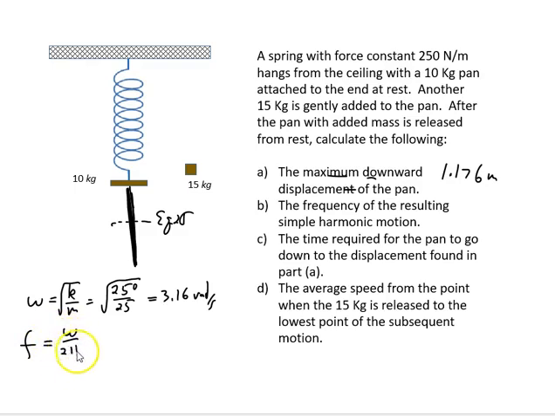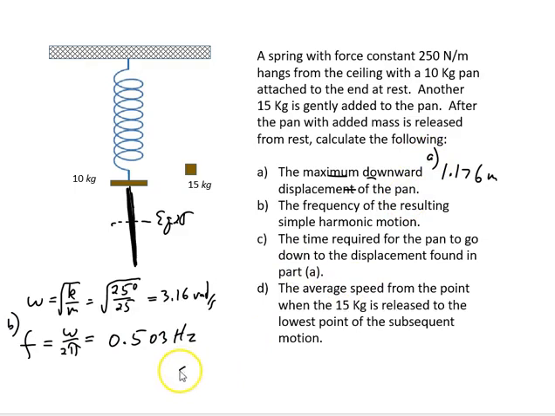Frequency is omega over 2 pi. We turn radians per second to cycles per second by dividing by 2 pi radians per cycle. And that gives us a frequency of 0.503 cycles per second, or hertz. So this was B, this was A.